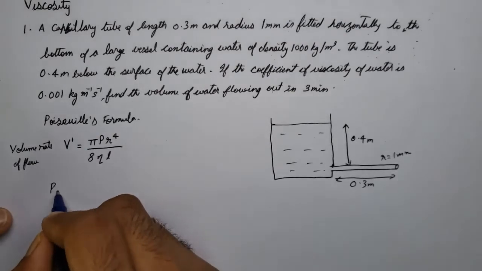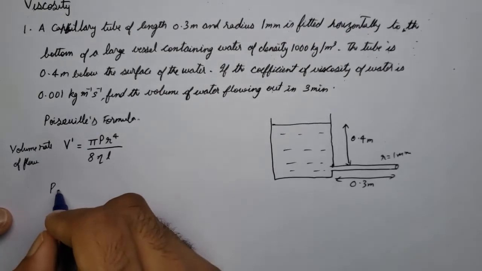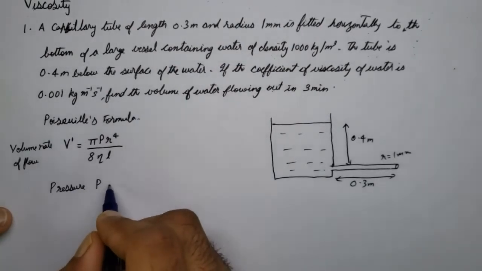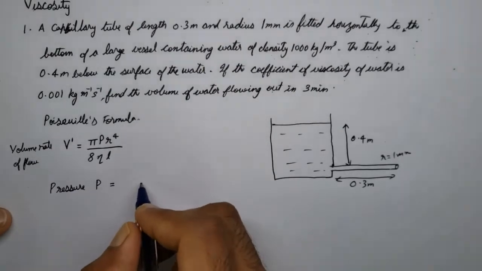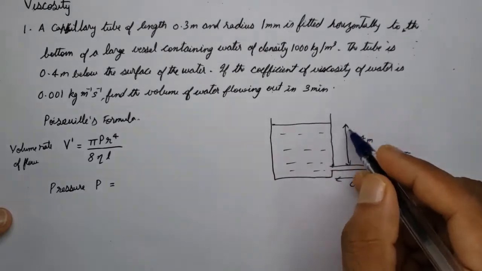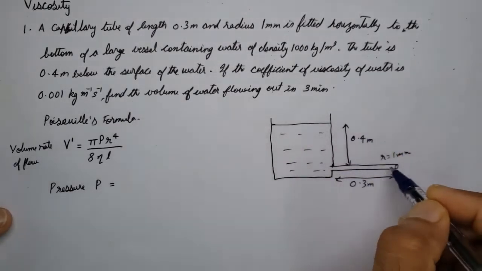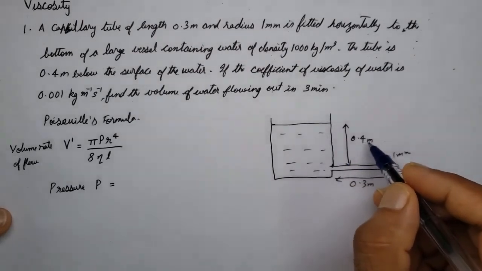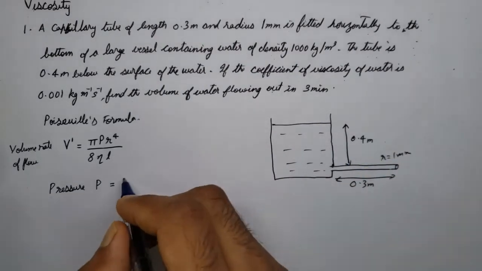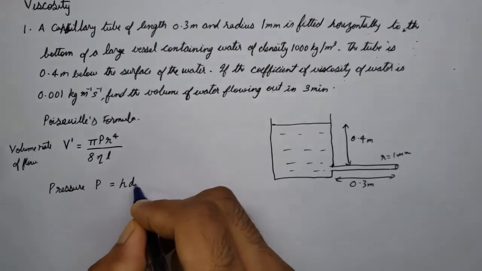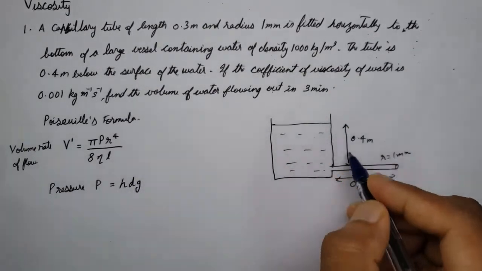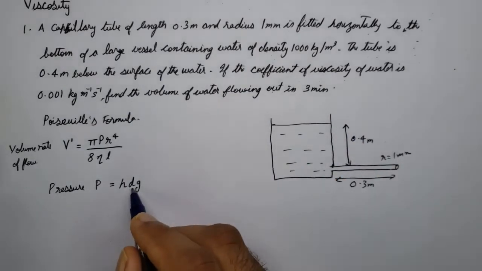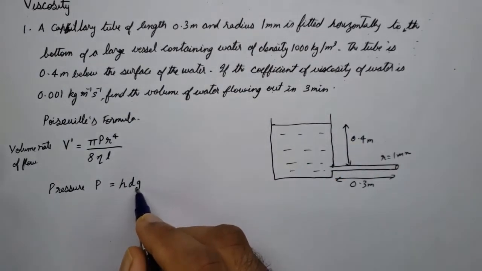P is the pressure. So the pressure applied is P. What is P? P is basically determined by the height of this water column above the capillary tube, that is 0.4 meter. So we can write basically hdg, where h is the height of the water level above the capillary tube, d is the density of water, and g is the acceleration due to gravity.